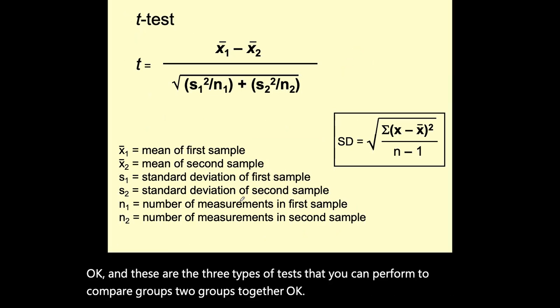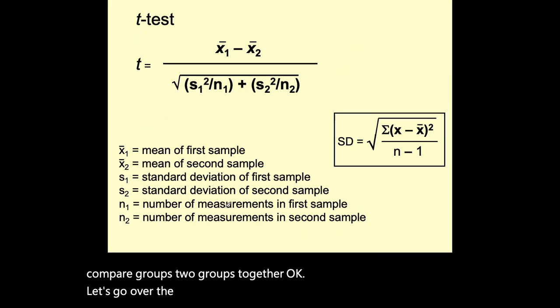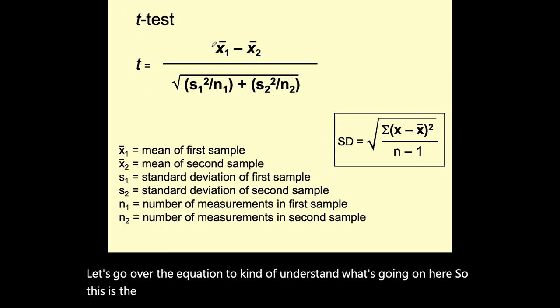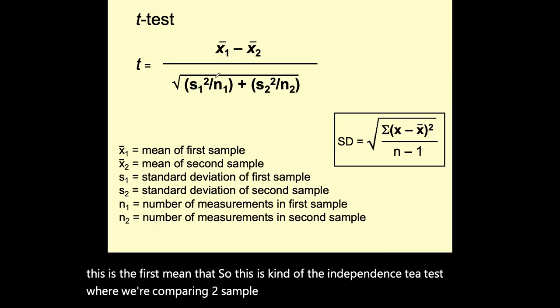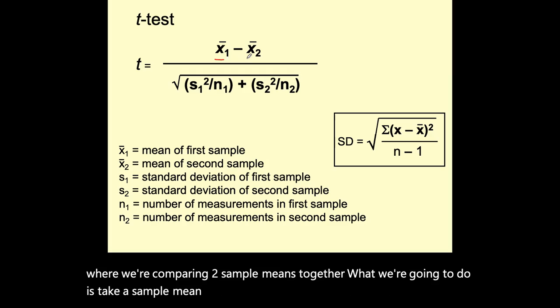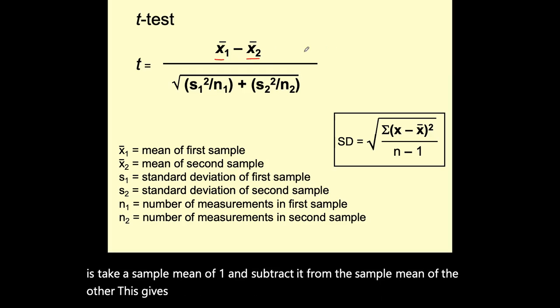Let's go over the equation to understand what's going on here. So this is the first mean. This is the independent t-test, where we're comparing two sample means together. We take the sample mean of one and subtract it from the sample mean of the other. This gives us the difference between means, okay?